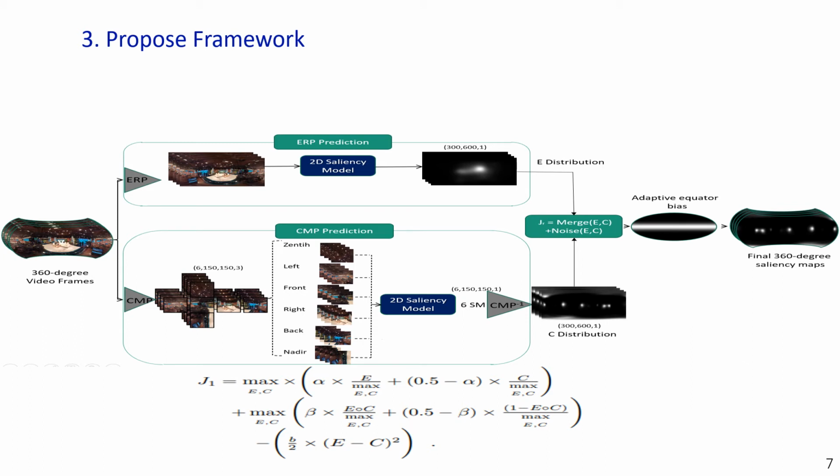Alright, this figure depicts our framework, which consists of two streams. One uses the ERP, or equirectangular projection, and the other uses CMP, or cubemap projection. The same 2D saliency model is placed within the two streams to predict an equirectangular saliency map from the first stream, and 6 saliency maps, or 6 cube faces, from the second stream. After that, we apply an inverse projection to these cube faces, or these 6 saliency patches, in order to transform it to an equirectangular saliency map, the same form as the first stream.